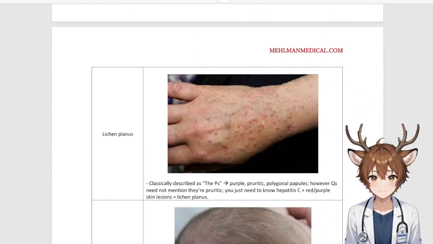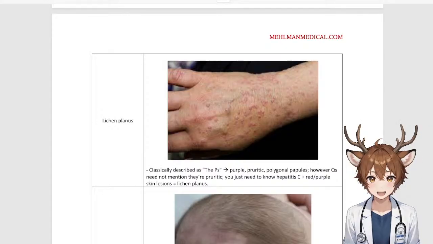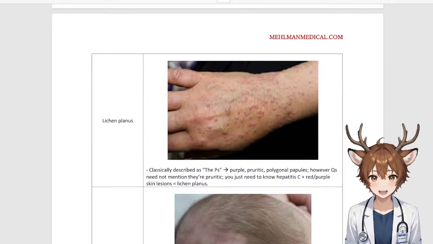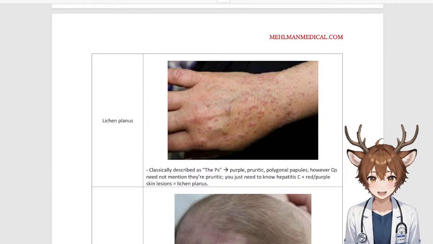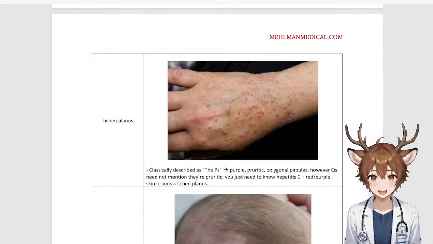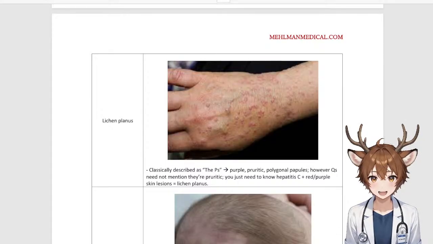Lichen planus, classically described as the P's: purple, pruritic, polygonal papules. However, questions need not mention that they're pruritic. You just need to know that hepatitis C plus red purple skin lesions means lichen planus. But hep C association.